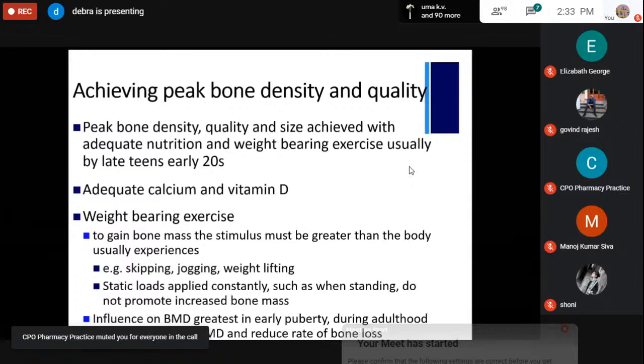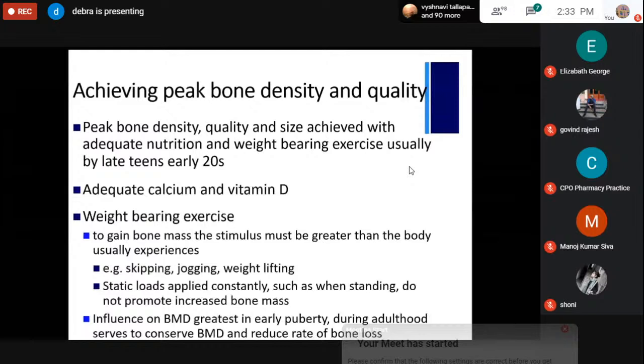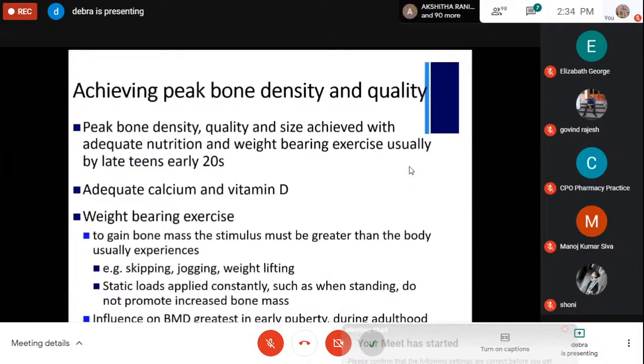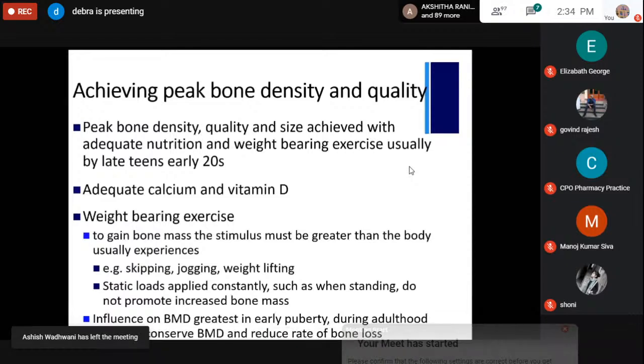Static loads applied constantly, such as when standing, do not promote increased bone mass. The influence on the bone mineral density is greatest in early puberty and during adulthood, which serves to conserve the bone mineral density and reduce the rate of bone loss.